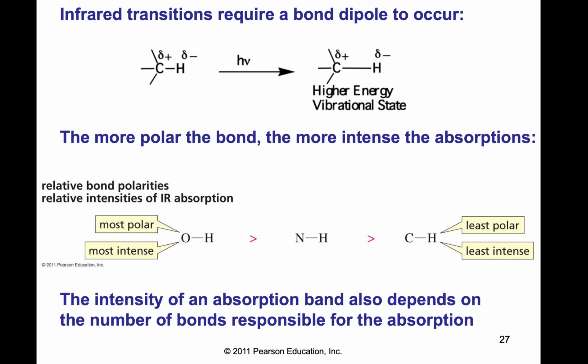The intensity of an absorption band also depends on the number of bonds. So for example, if you're comparing a C10 hydrocarbon decane to a C4 butane, well, you have a lot more carbon-hydrogen single bonds in the former, so the intensity will depend on the number of bonds. So the more carbon-hydrogen bonds you have, the larger the band will be that you see.